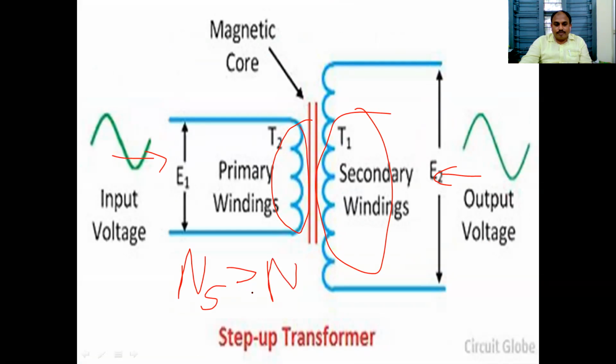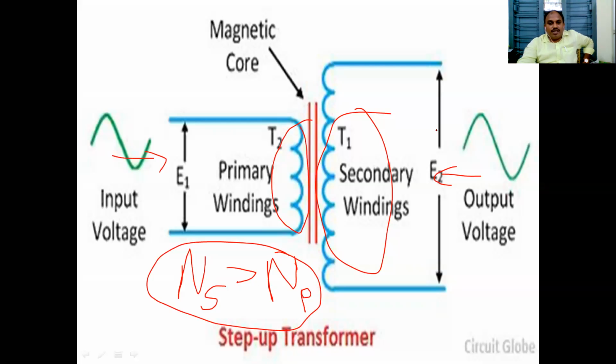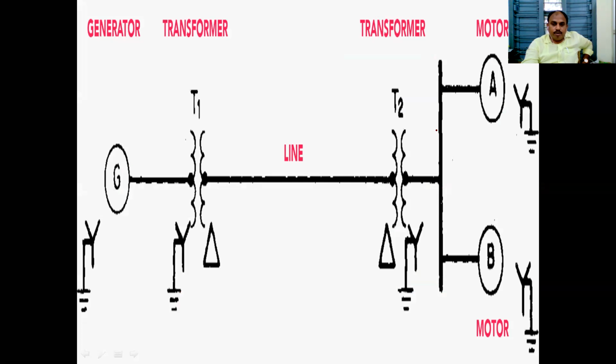N_S having more turns than the primary is called a step-up transformer. The voltage is stepped up, and simultaneously the current decreases. As far as voltage is concerned, it is step up; as far as current is concerned, it is step down.